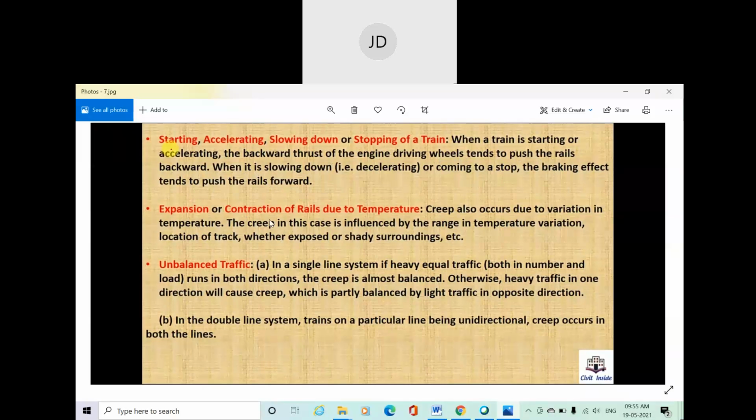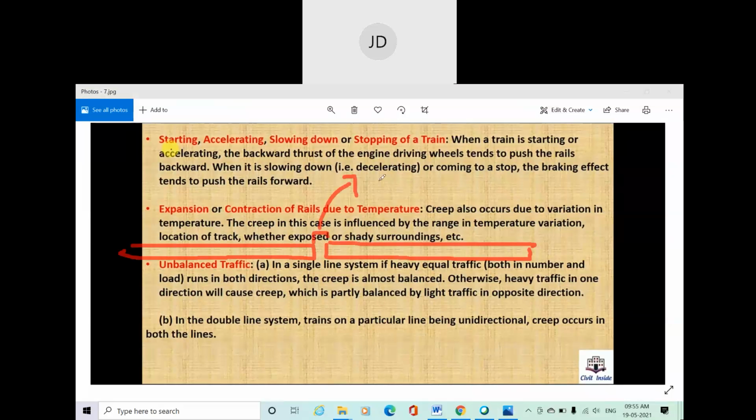Next, expansion or contraction of rail joints due to temperature. You also know temperature has an effect on the railway line. That's why an expansion gap is provided, right? So I already told you, suppose this is your rail part and this is another rail part. You find out what the proper expansion gap is, as per the IS code.